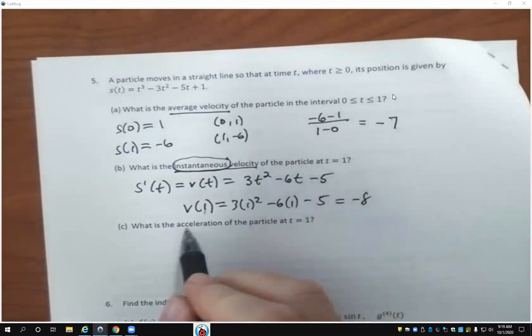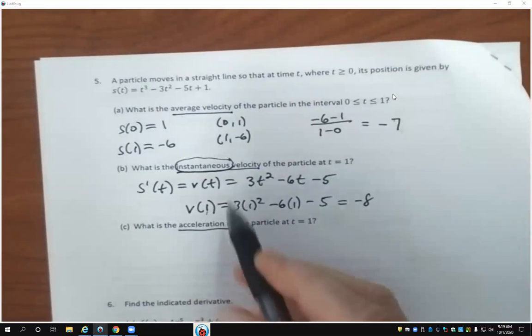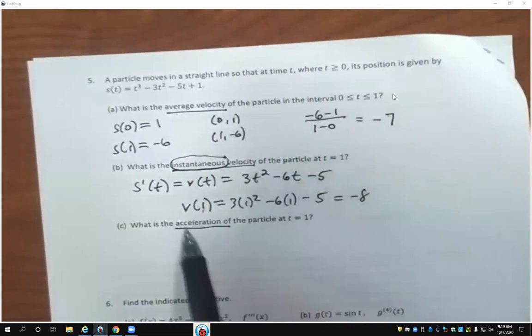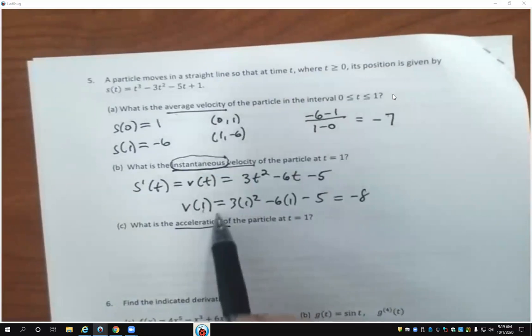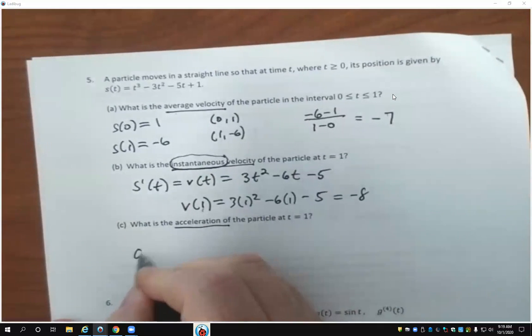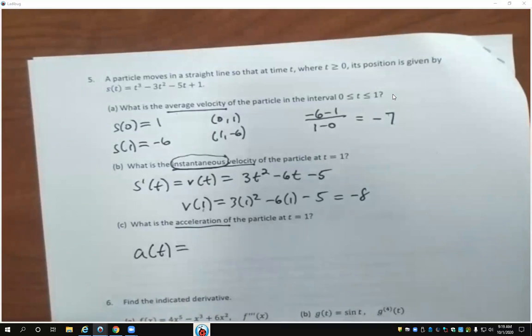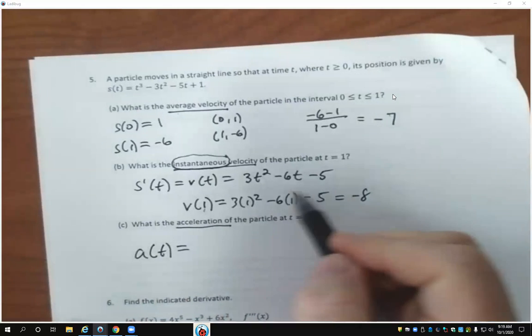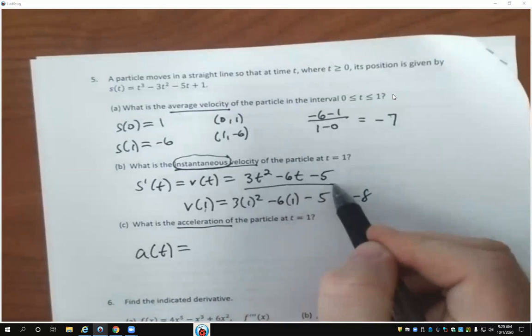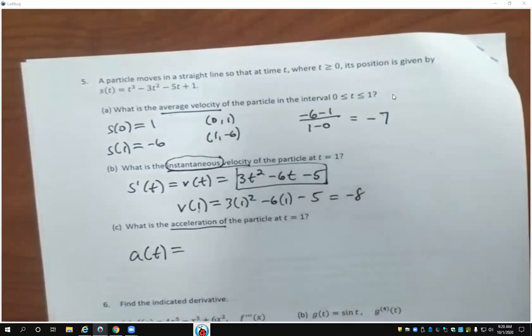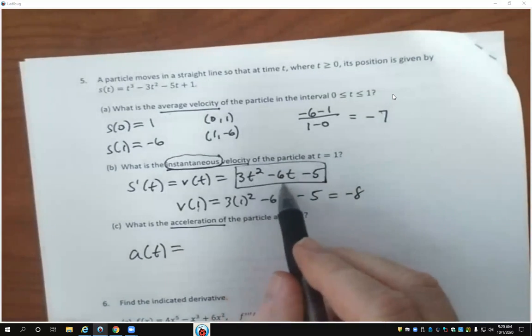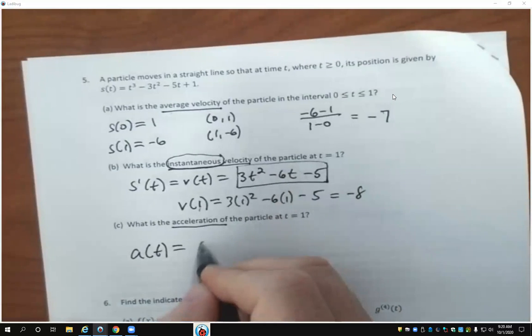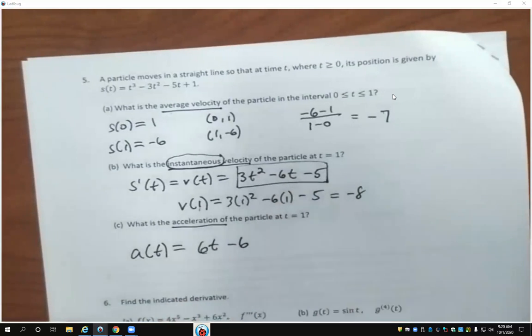And now acceleration is either the second derivative of position or the derivative of velocity, which is this one. I'm just going to write a of t, that's acceleration, and I'm going to take the derivative of this function right here. And the derivative of 3t squared minus 6t minus 5 is 6t minus 6.